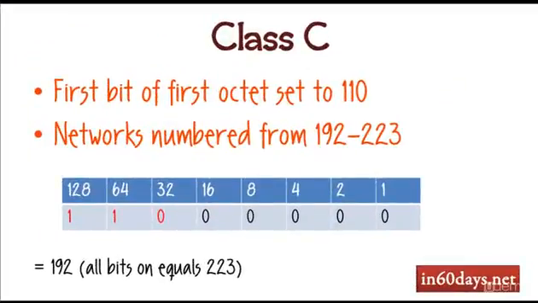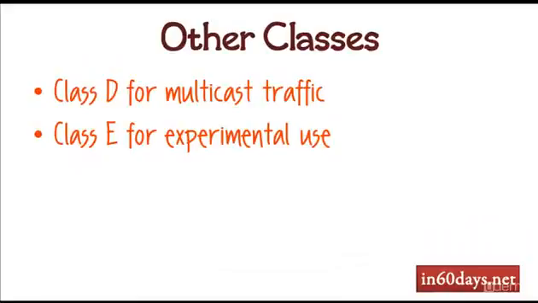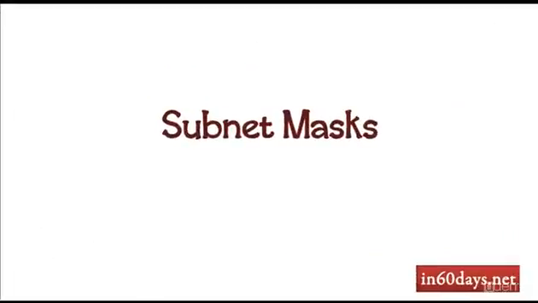Class C addresses, the first 3 bits have to be used on the first octet, and they have to be 110. Now, if you have a 0 in all the other columns, you'll have the number 192, which is basically 128 plus 64. And if you turn all the available bits on, it will give you 223. And by all means, put these numbers in and work it out for yourself. So I've mentioned what the other classes are used for.